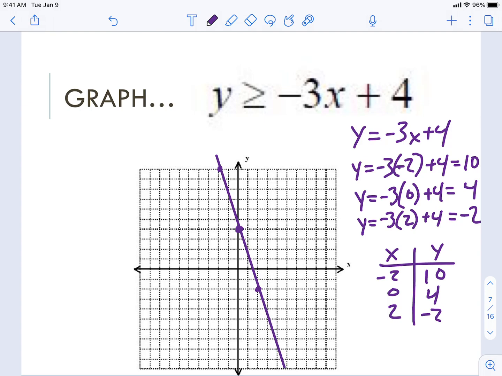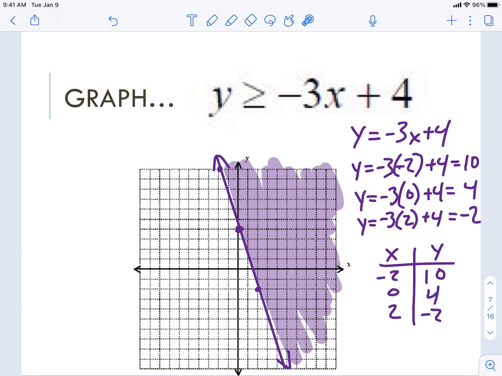Now, this is an inequality, so I have to think: should I have a solid line or a dashed line? In this case, because it's greater than or equal to, I can have a solid line. Then for the shading, y is greater than means above. If I think about this point right here, up from that point is up in this half, right?